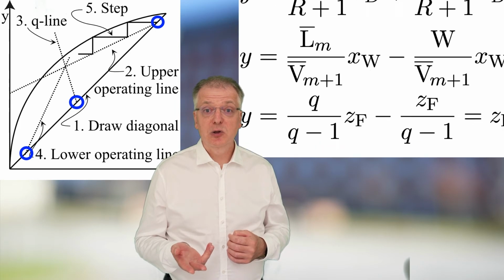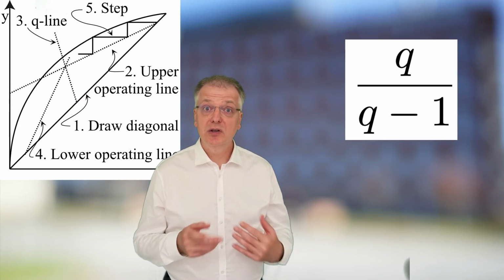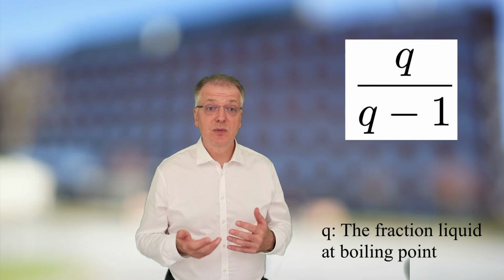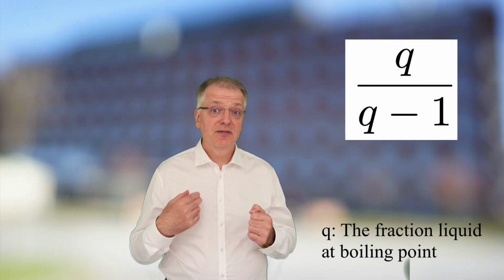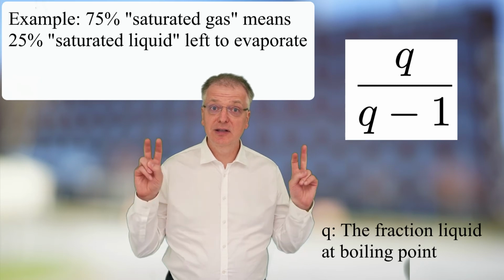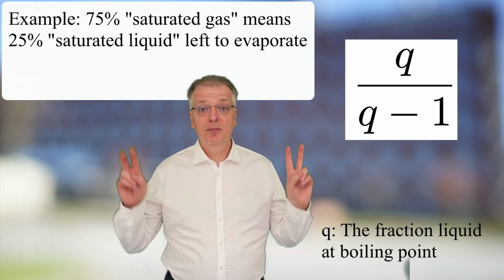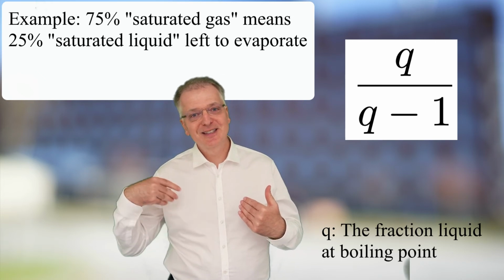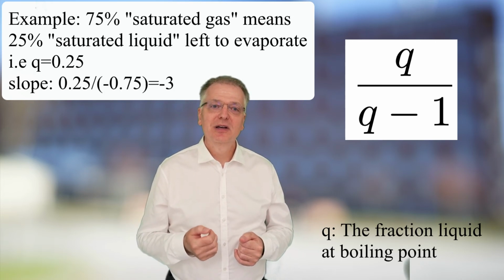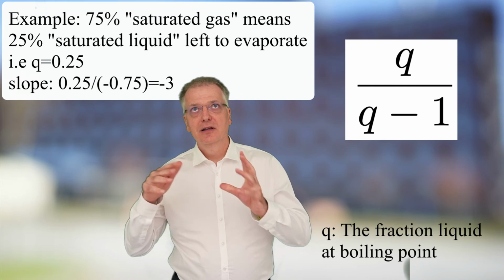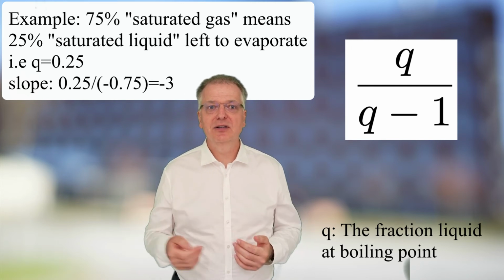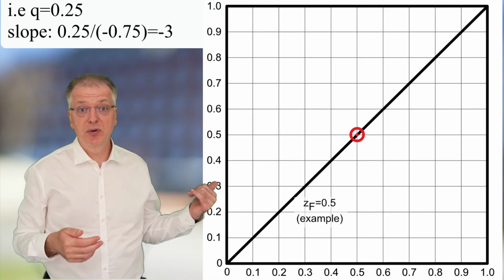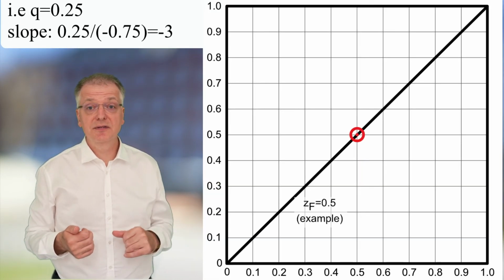The q line has the slope q divided by (q minus 1), where q can be thought of as the fraction of liquid at boiling point that we need to evaporate. Thus, if the feed is 75% saturated gas and 25% saturated liquid, we get q equals 0.25 and the slope 0.25 divided by (0.25 minus 1), so minus 3. So how do we draw our q line? Well, start in the point x equals zF, y equals zF.